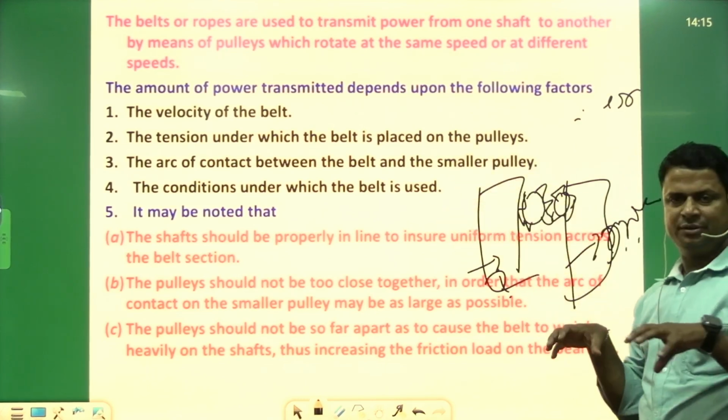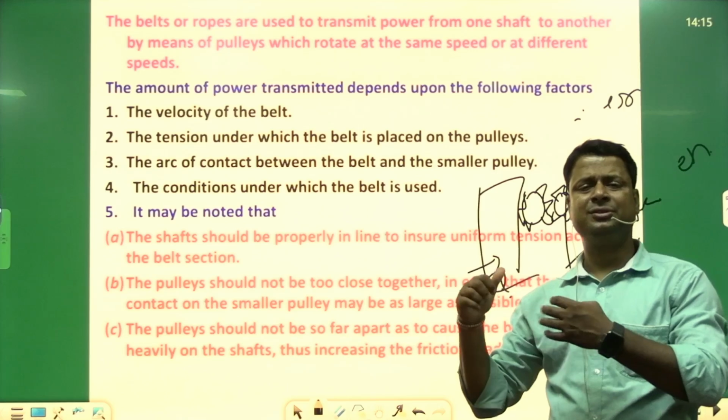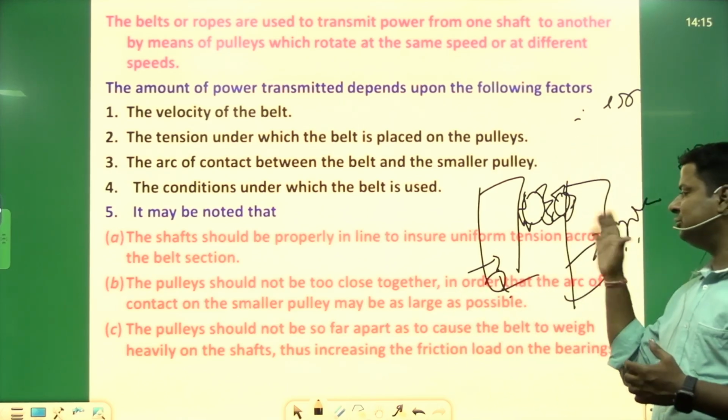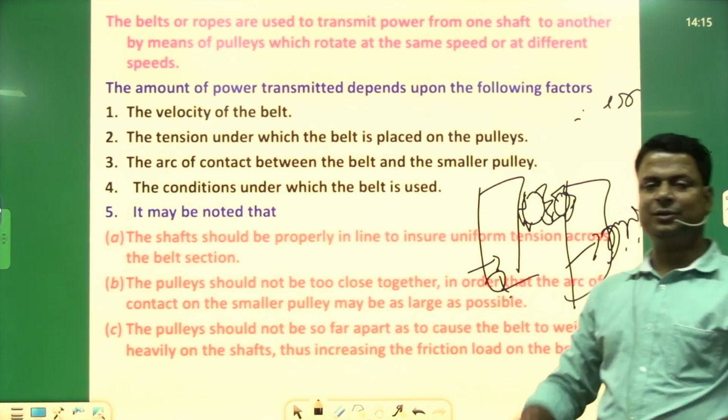In a chain, after some time the chain will get loose. It means it does not transfer the desired motion from driver to follower.